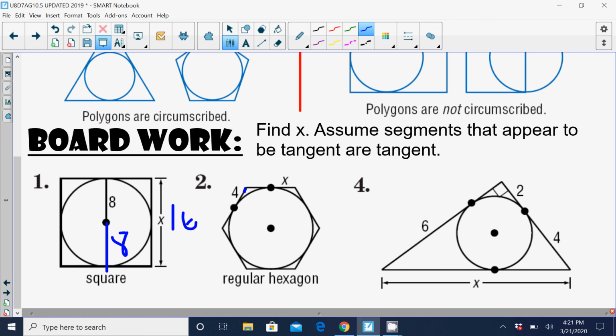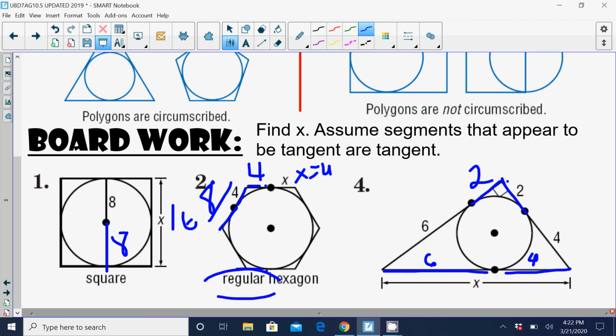On the next one, I assume that these are two tangents, so if this segment is 4, then the other segment is 4, and since it's a regular figure, I know all the side lengths are going to be the same. Each side length is going to measure 8 and 8 and so on, but we're really going to say x is equal to 4 here. The last one, remember we said two tangents from the same exterior point are congruent, so I could say this segment is 2. This segment down here would have to be 4. This segment over here would have to measure 6, so to find the length of x, I would just take 6 plus 4 and say x is equal to 10.